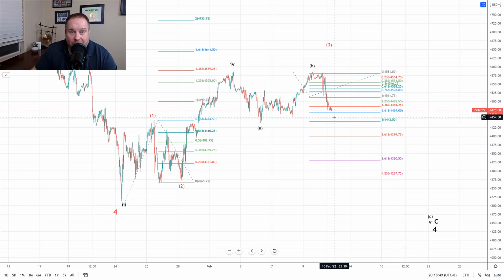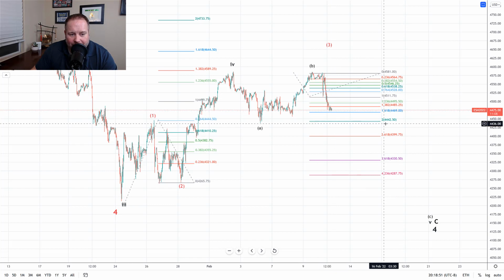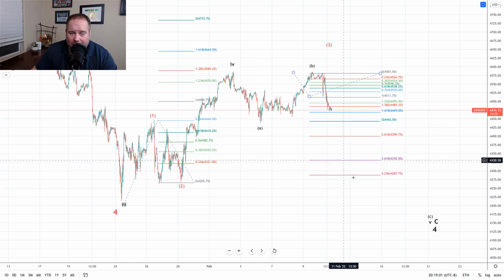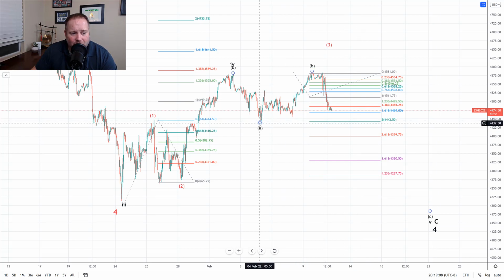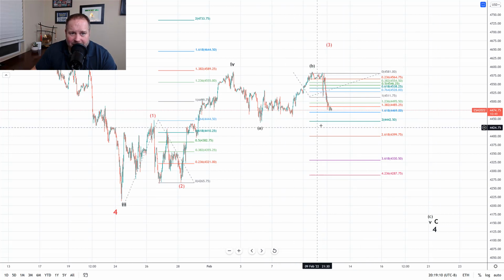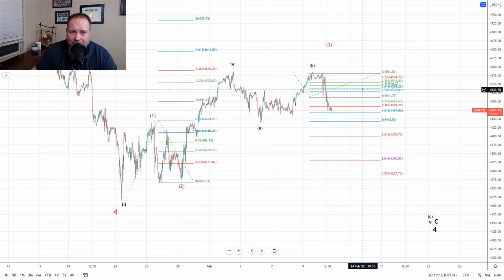Now, if the bears are able to drive it down more directly and break this 2.0 extension at 4442 and this low over here, which is 4438, then it does open the door that we are already in 3 of C, and we are going to make a more direct move down with a lot of extensions on that wave in order to reach this target. So 4442 and then this low at 4438, that's kind of our support zone here for this to stop and bounce and give us a wave 2 of C. If not, we can see a direct move down from here.